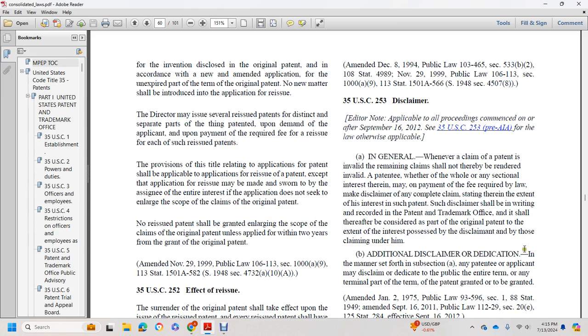Additional disclaimer: the dedication and disclaimer set forth in subsection A. Any patent applicant may disclaim or dedicate to the public the entire term, or any terminal part of the term, of the patent granted or to be granted.